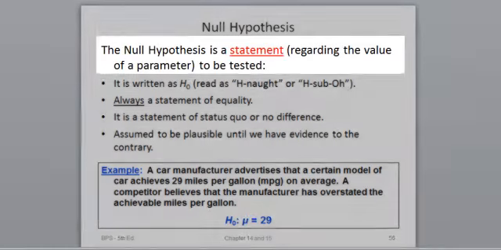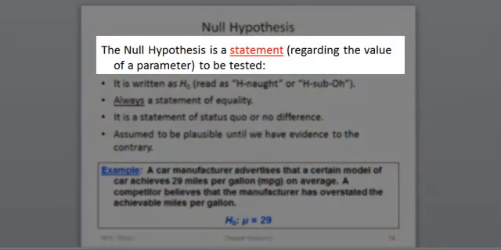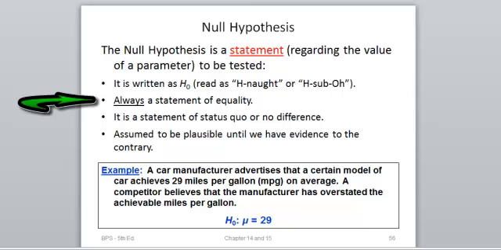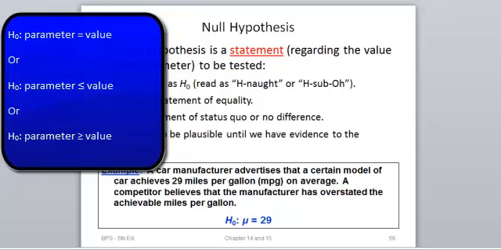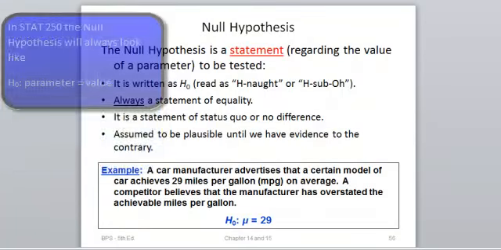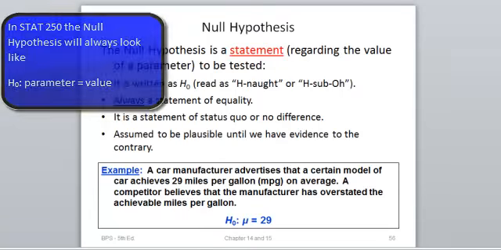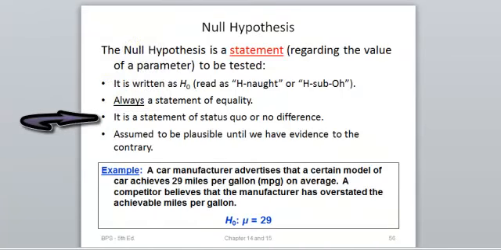So, null hypothesis, what is that? The null hypothesis is a statement regarding the value of a parameter to be tested. We write it as H naught, H with a subscripted 0. It's always a statement of equality. You're always going to see an equal sign in there. In Stat 250 it will be a strict equal sign, and in other statistics courses you may see it being less than or equal to, or greater than or equal to, or equal to. But in Stat 250 we always just use equal. This makes it easier. It is a statement of status quo or no difference, assumed to be plausible until we have evidence to the contrary.